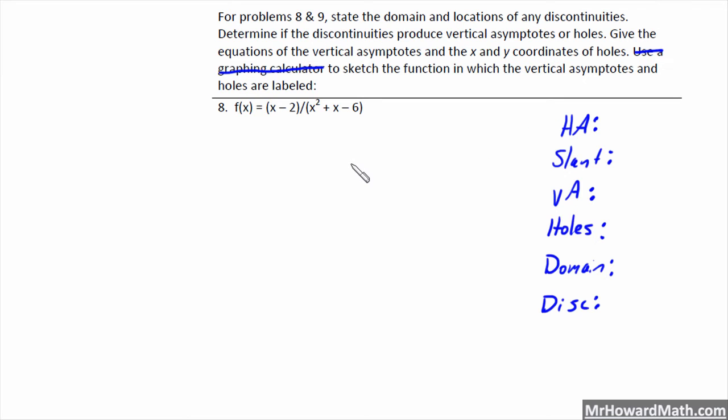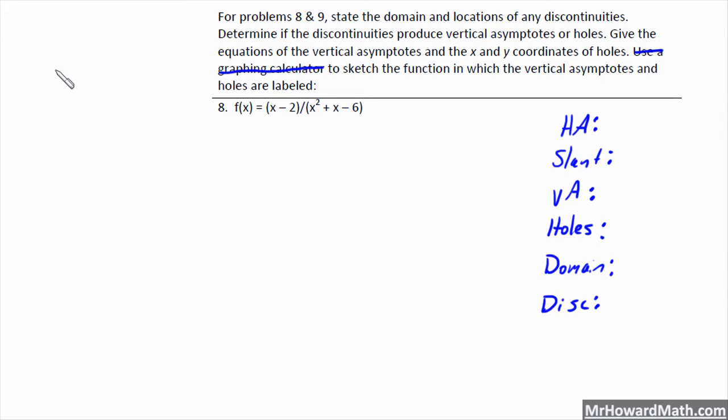Let's go to 8. Problem 8 here. So they want us to identify domain, locations of discontinuities, vertical asymptotes, holes, horizontal asymptotes. If we have a hole in the graph, we need the x and y coordinates, so we need the ordered pair, and then sketch it. It says use a graphing calculator, but you will not have a graphing calculator on the test. And since we've been through the entire unit, you have all the information you need to be able to completely graph it without a calculator.